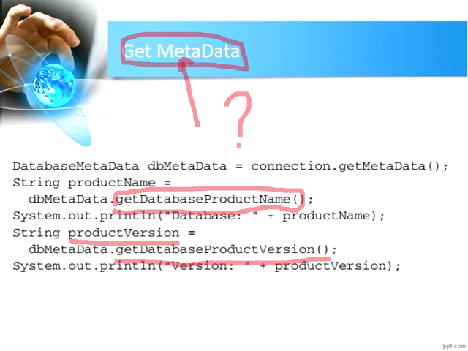Using metadata, we can, for example, get information about the result set, or information about any table, the number of columns in this table, etc. So we can code a generic method to connect to any table and to get the content of this table by using metadata. Any questions?